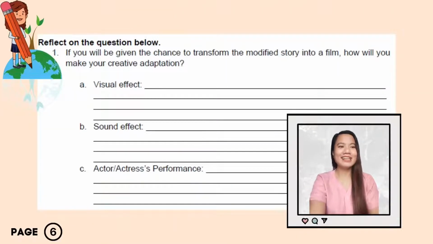Now, let us see how well you reflect on the lessons you have studied. If you will be given a chance to transform the modified story into a film, name a story that you have read. It can be a movie or a drama. How will you make your creative adaptation in terms of A. Visual effect, B. Sound effect, C. Actor or actress performance. Do not be afraid to answer because there is no wrong answer in reflective questions. Okay?